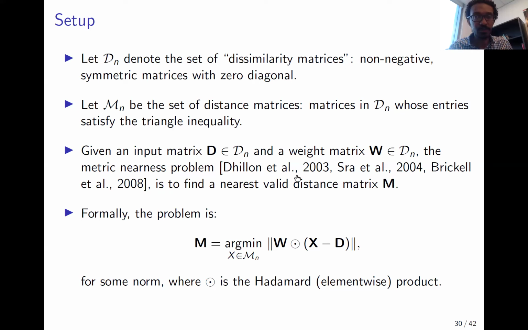Okay, so formally, the problem looks as follows. I give you D, some weight matrix, and the goal is to say, can we find the nearest X, which is a valid metric, a nearest valid distance matrix that minimizes this objective. And in this set of papers, they consider different norms, and in the different norms, you have different solutions.